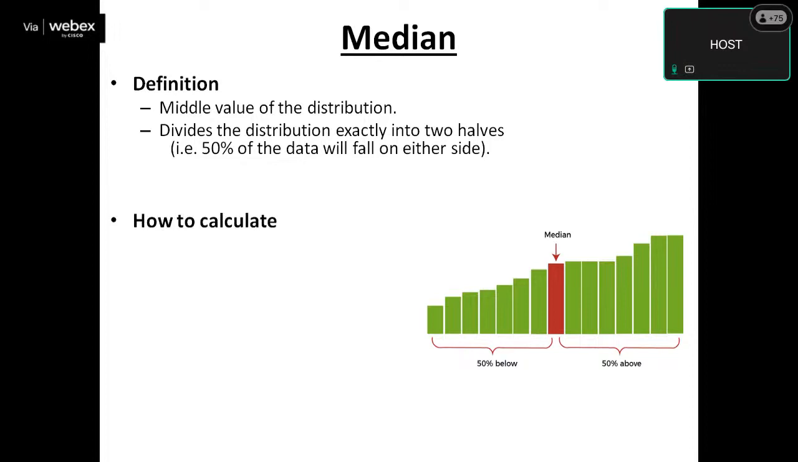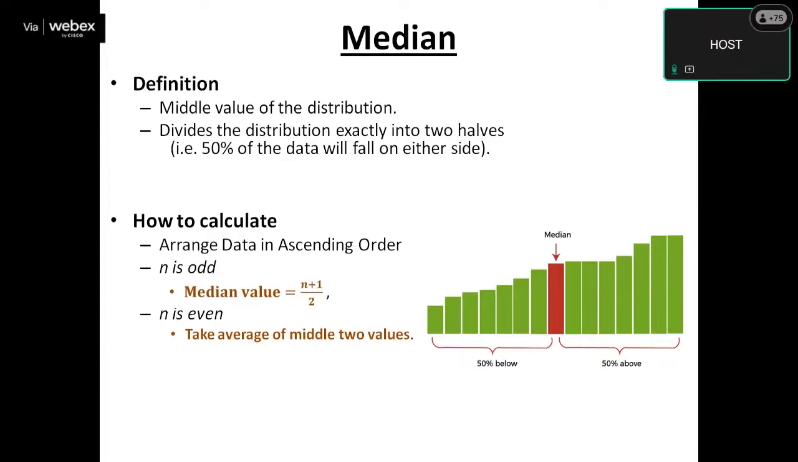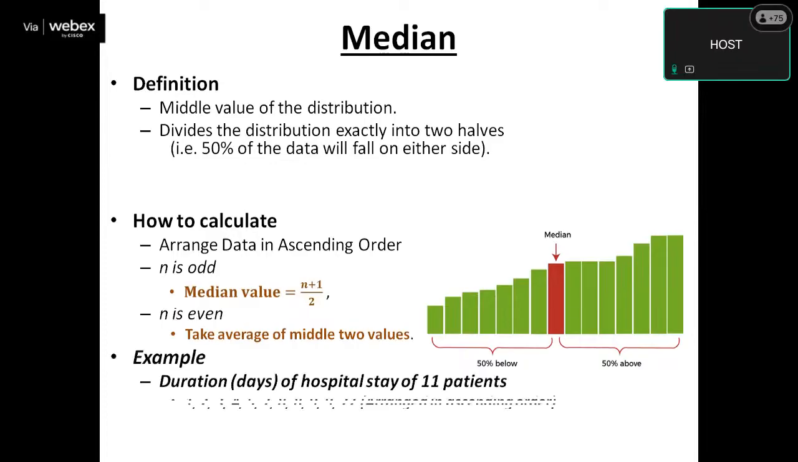So let us see how we calculate the median. The first thing we are missing in the calculation of median is that we have to arrange the data in ascending order. Then, if the number of observations is odd, the median value is (n plus 1) by 2. Or if n is even, we have to take the average of the middle two values. Now let us see the example.